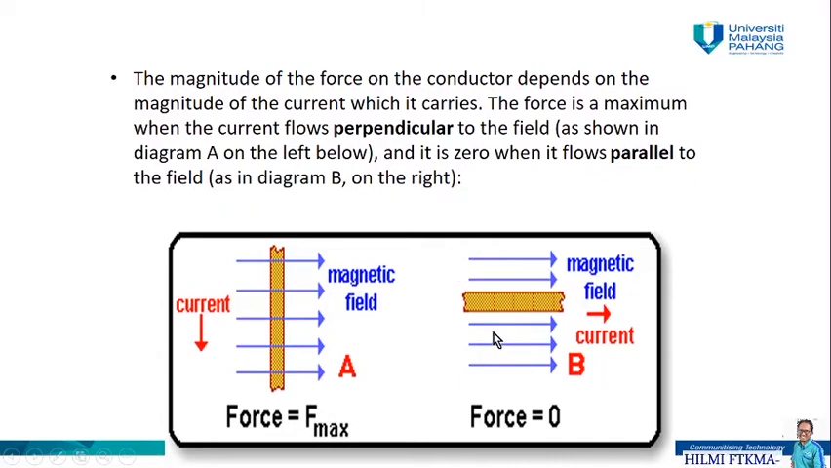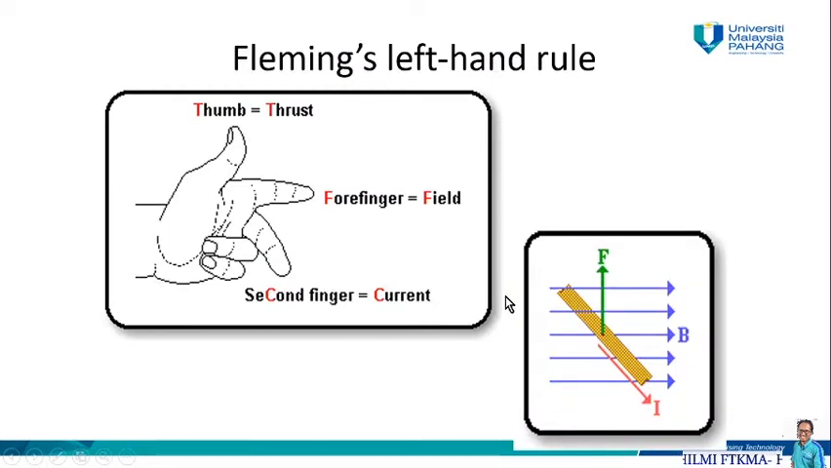So when it is in parallel direction, there will be no opposite or acting forces acting on that conductor. So the force is going to be 0. Using Fleming's left hand rule, we can easily determine the direction of the force that was induced by the changes of the magnetic field.